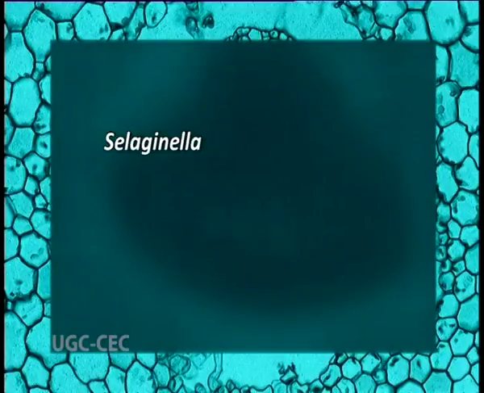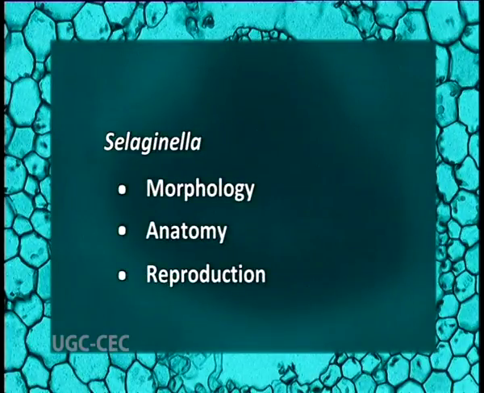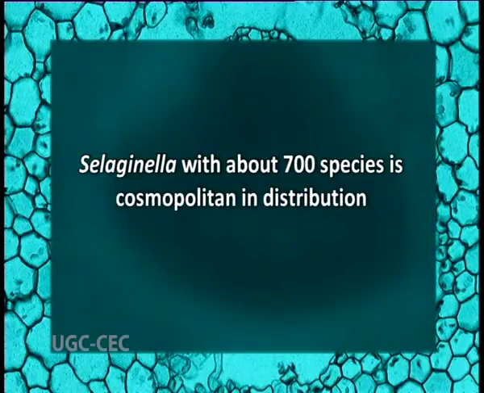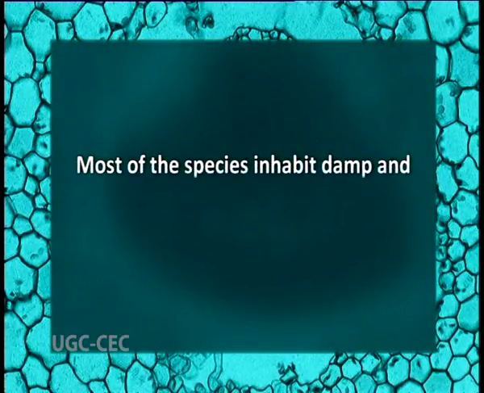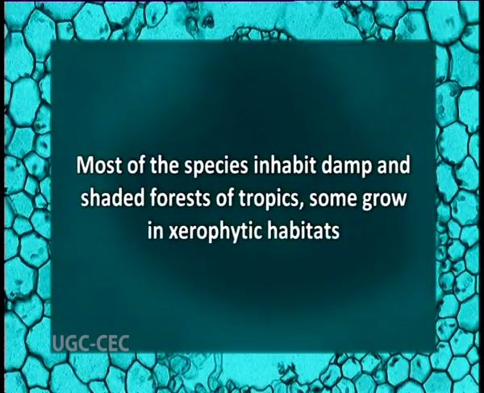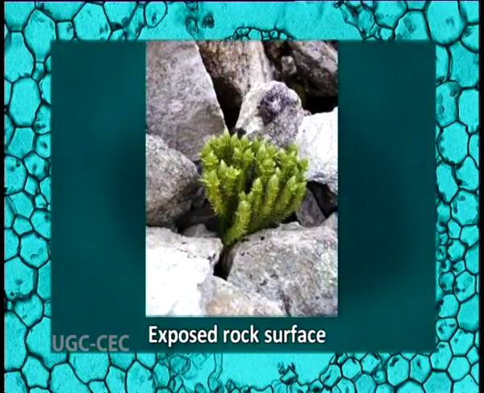Dear students, today our topic is regarding morphology, anatomy and reproduction of Selaginella. Selaginella, with about 700 species, is cosmopolitan in distribution. It is commonly known as spike moss or small club moss. Most of the species inhabit damp and shaded forests of tropics, but some grow in xerophytic habitats, such as exposed rock surfaces.